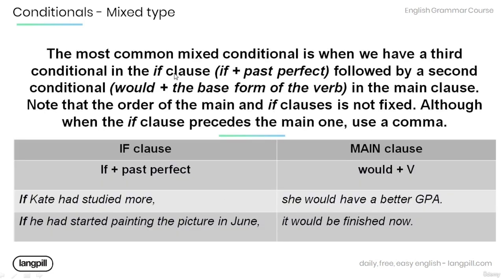Now, the most common mixed conditional is when we have a third conditional in the if clause, if plus past perfect, followed by a second conditional, would plus the base form of the verb in the main clause. Note that the order of the main and if clause is not fixed, although when the if clause precedes the main one, make sure to use a comma.